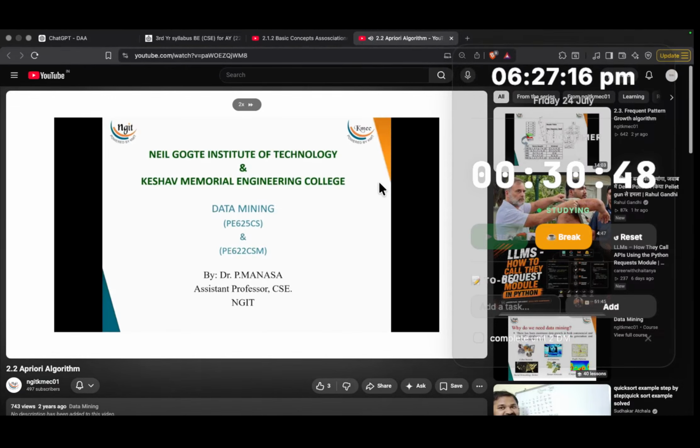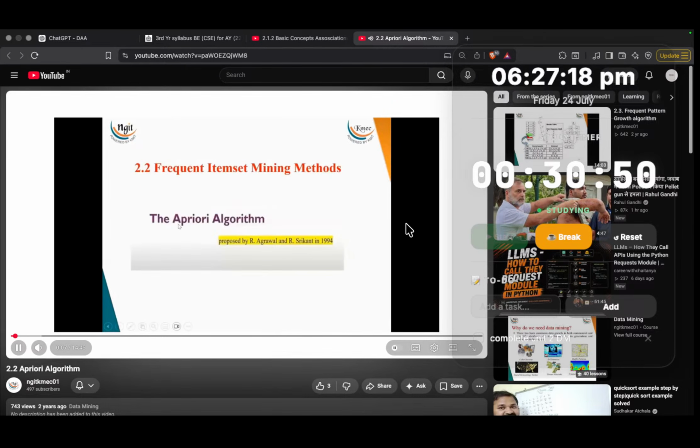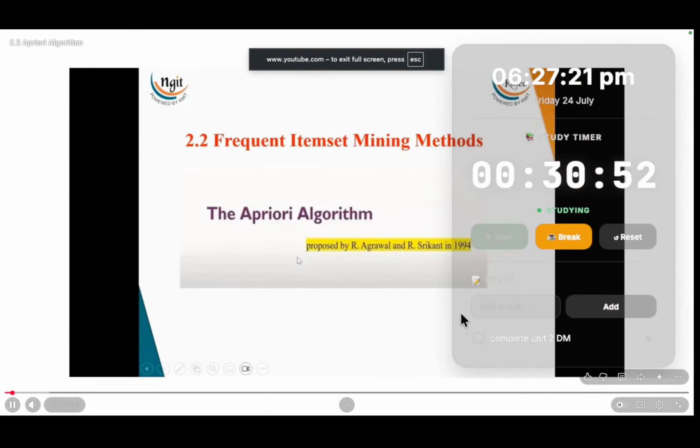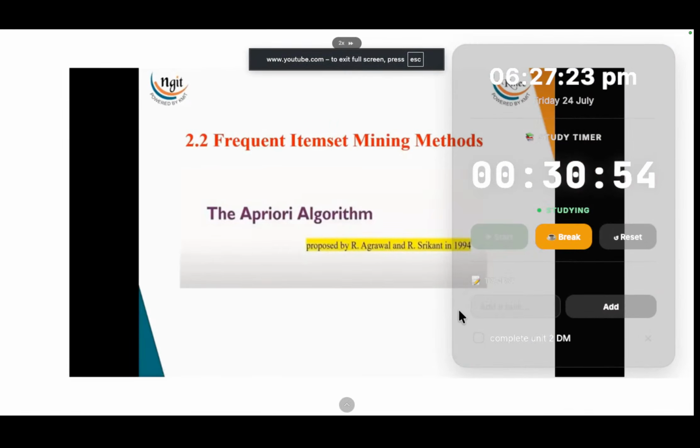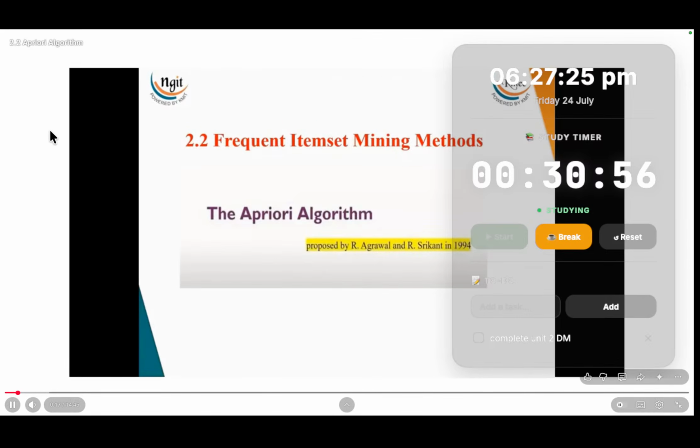Hello all, welcome to the session of data mining. In this session, we are going to learn about the frequent item set mining methods. The frequent item set mining methods include the a priori algorithm, frequent pattern growth algorithms, and also the ECLAT algorithm. In this session, we'll cover the a priori algorithm.